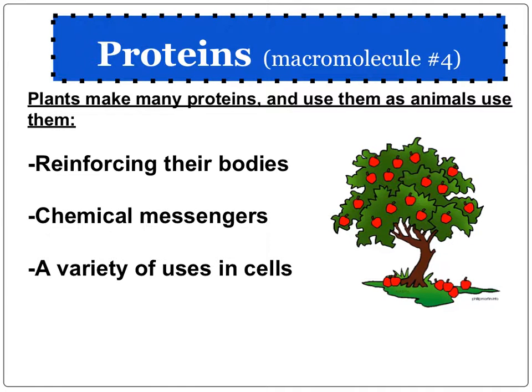Plants make many proteins, and plants use them in similar ways as animals use proteins. Plants and animals use proteins to do things like reinforce their bodies and make chemical messengers, and they have a variety of uses in the cells of the actual plant. They are enzymes, which help speed up chemical reactions, and they are cell receptors, which help cells interact with the external environment and even touch other cells, and so many other things that we just won't get into right now.